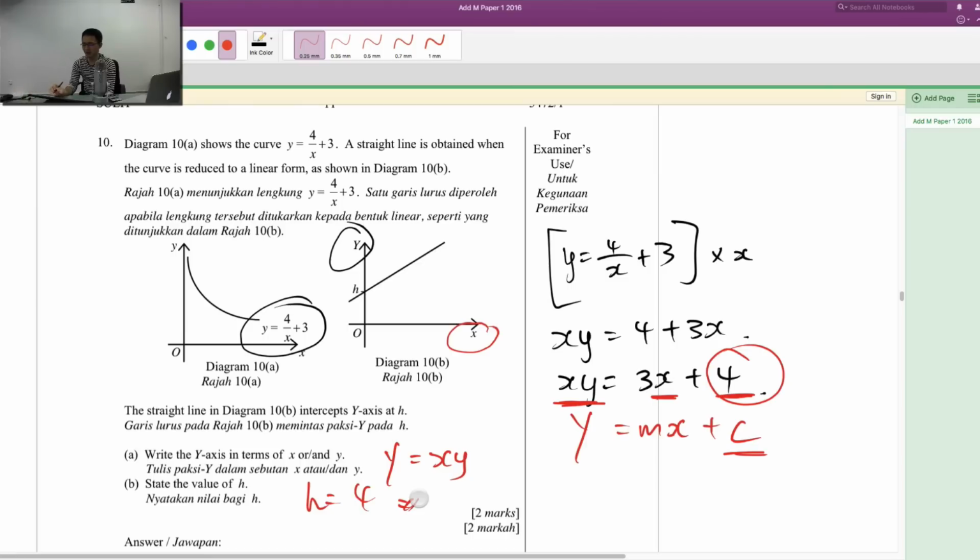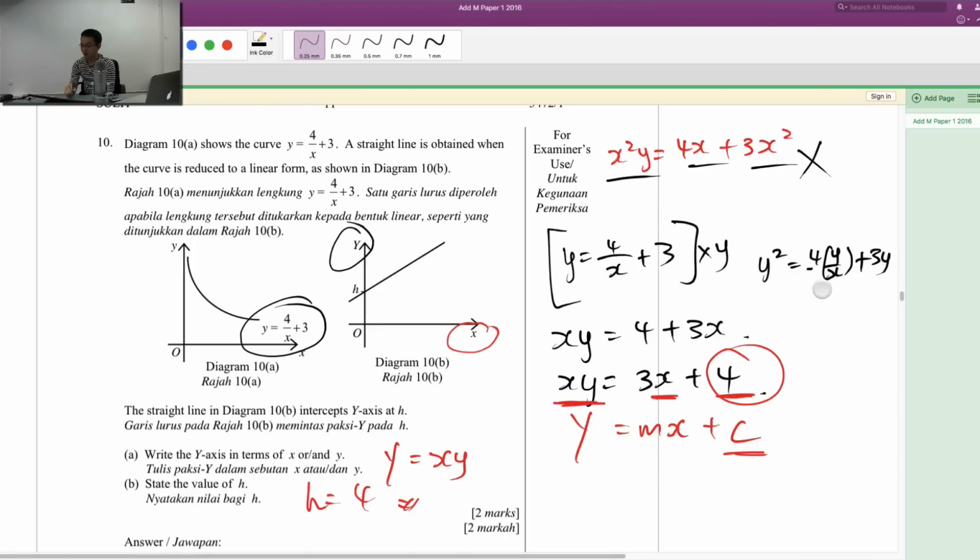Of course, you might ask me why I don't multiply by something else. Yes, you can try trial and error. You can try to multiply x squared. If you multiply x squared, you get x squared y equals 4x plus 3x squared. In this case, you find that every term has x and y, so it is impossible to have c in this equation, so this equation is wrong. Or you might try to multiply y. You get y squared equals 4 over x times y plus 3y, and again every term has x and y. You do not have c, so this equation is wrong.